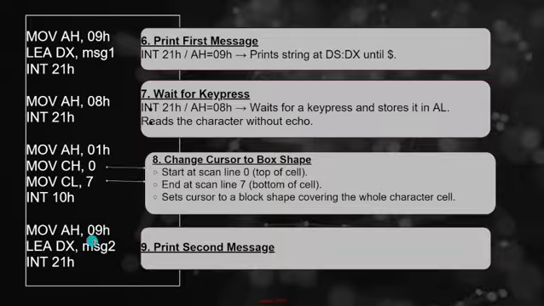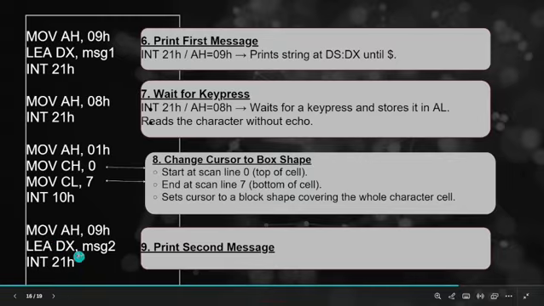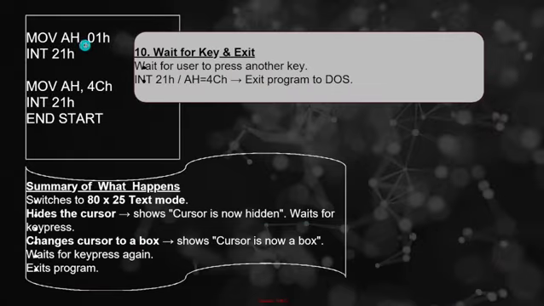Again we will use 09h function of interrupt 21h to print the second message. Again we will wait for the user to press a key, and we terminate the program with function 4ch and then end start.